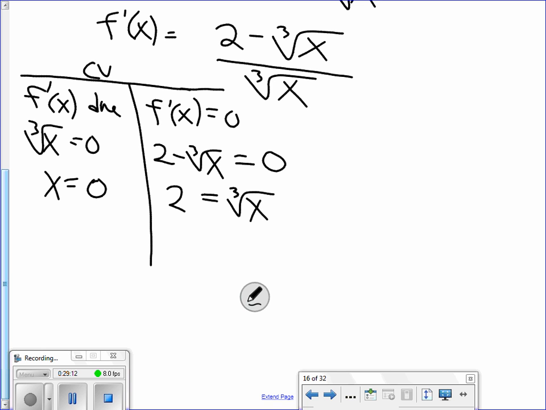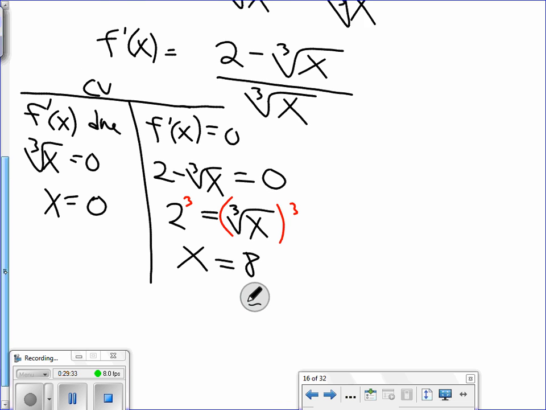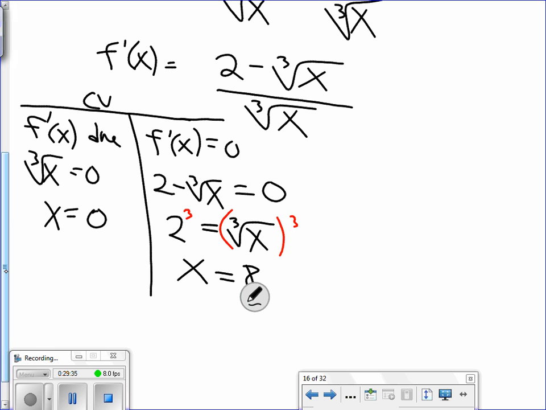Raise each side to the reciprocal of the exponent, right? Because right now it's to the third, so you could cube both sides. Does that make sense? We would cube both sides. I'm going to switch sides because I like the x on the left. So x equals 8. We have 2 critical values. So for a little sign chart, we're going to break it up at 0 and 8.